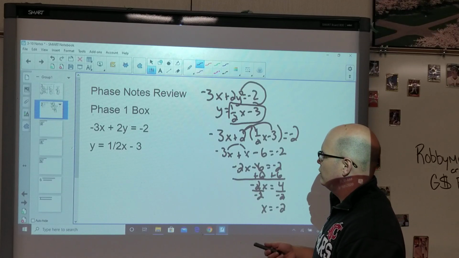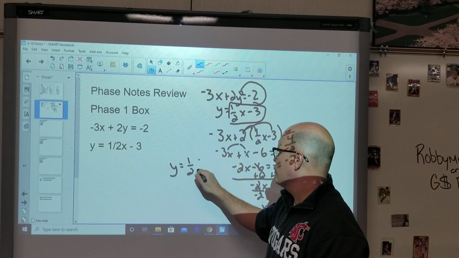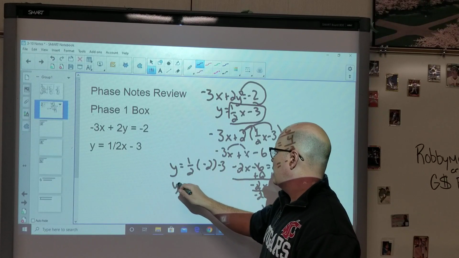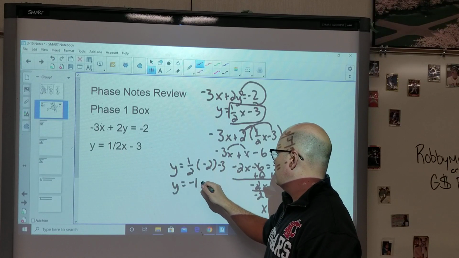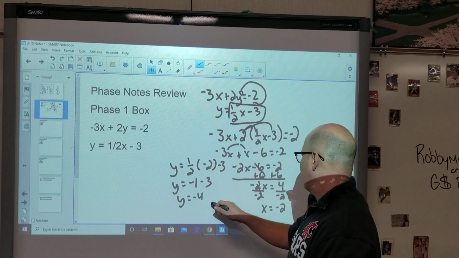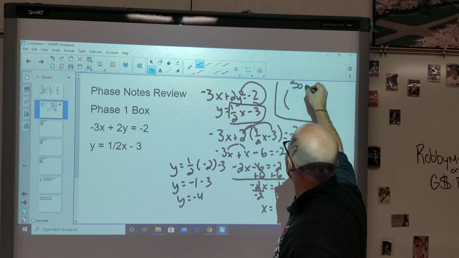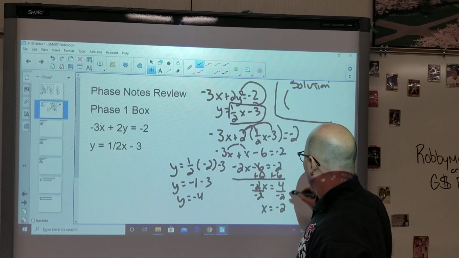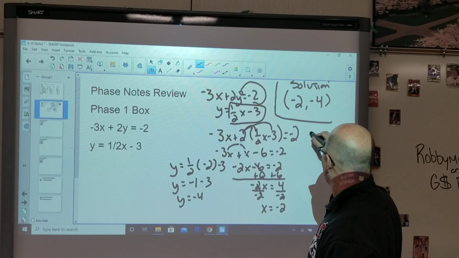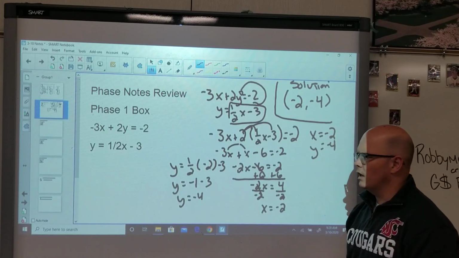Now the final step I need to do to solve that is just plug that back into my equation. So I have y equals 1/2 parentheses negative 2 minus 3, which is y equals 1/2 of negative 2 is negative 1 minus 3, so y is equal to negative 4. So my solution to that would be my x value is negative 2, and my y value is negative 4. Or I could just rewrite it like this. But you have to be able to see them both ways, because that's what it's talking about.